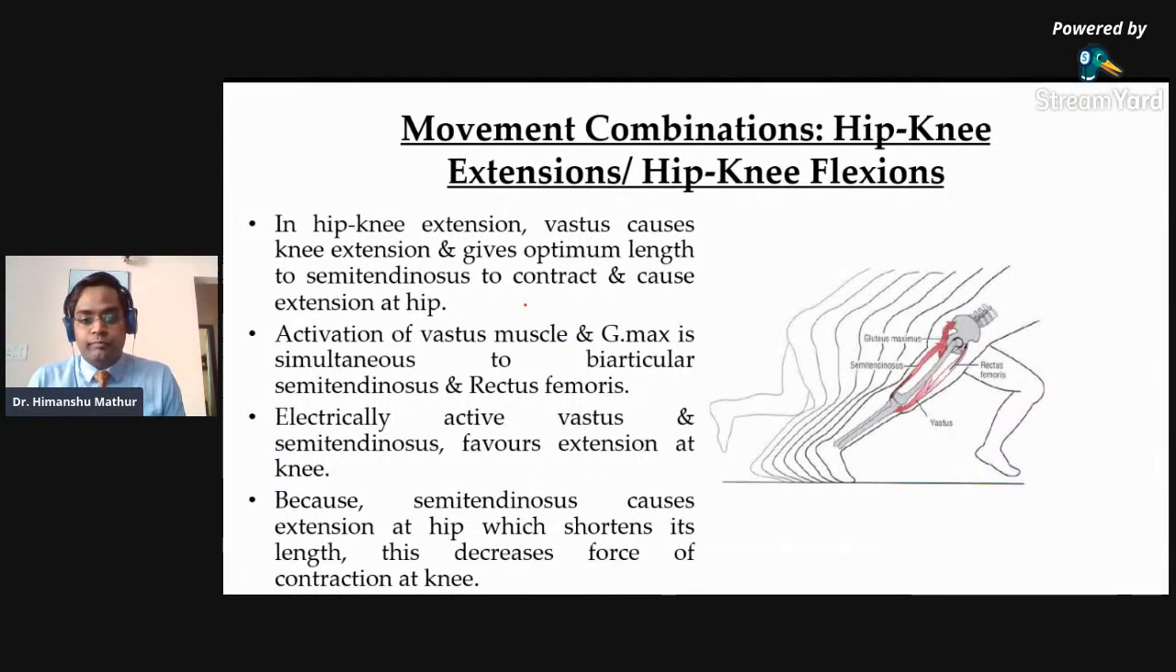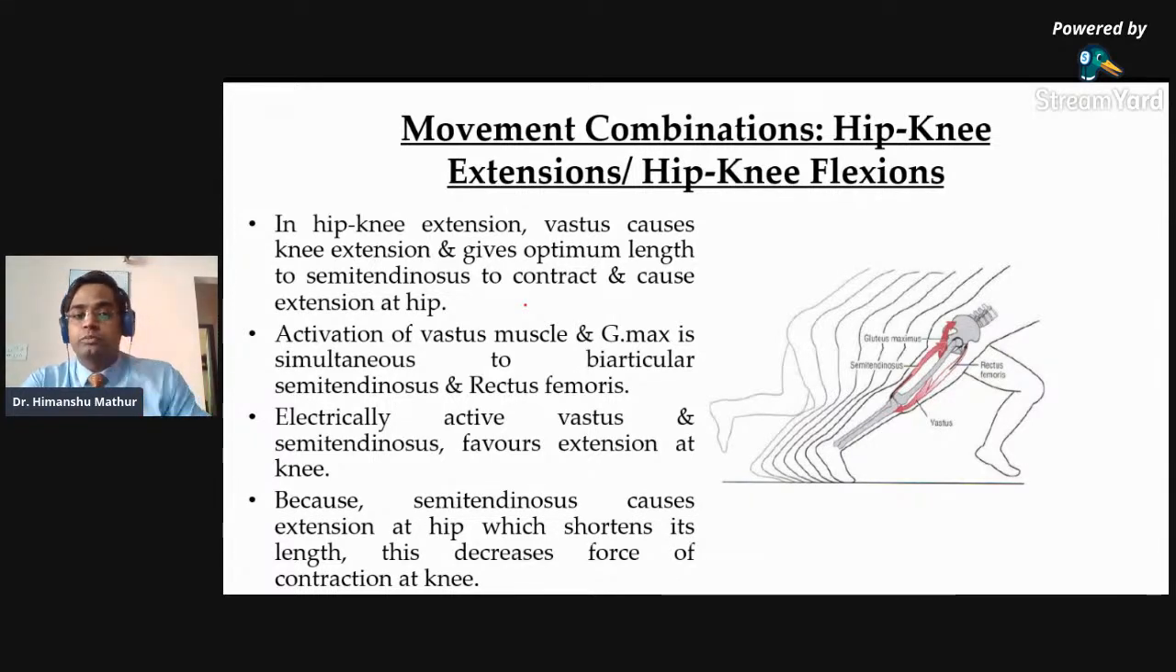Moving on to the other thing, that is the movement combination of hip and knee extensions and hip and knee flexions. Now there can be two things. This time we are talking about flexion and extension at both the joints at the same time. That is, hip in flexion and knee in flexion, or hip in extension and knee in extension. This is a typical pattern. We can talk about the atypical pattern also, when the hip is in extension but the knee is in flexion, and hip is in flexion and knee is in extension. But let us talk about the typical pattern of hip and knee extension.